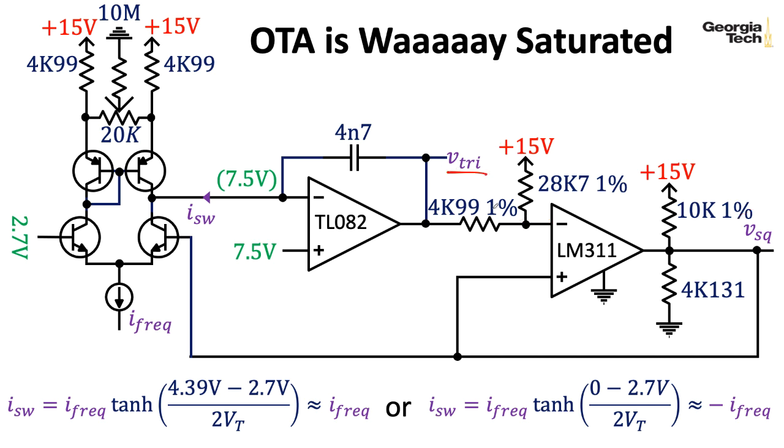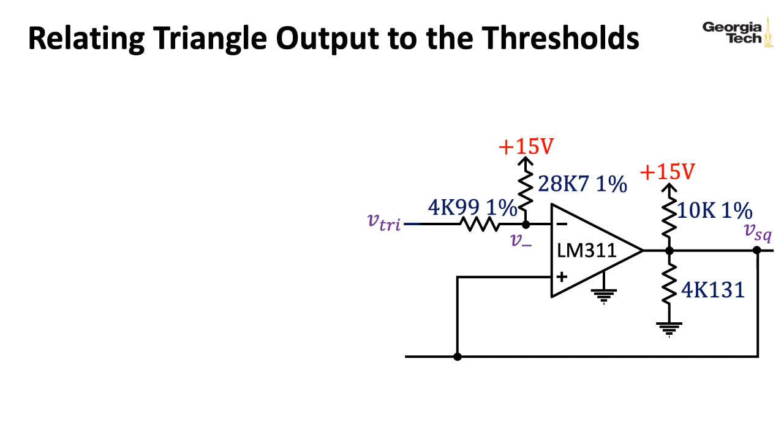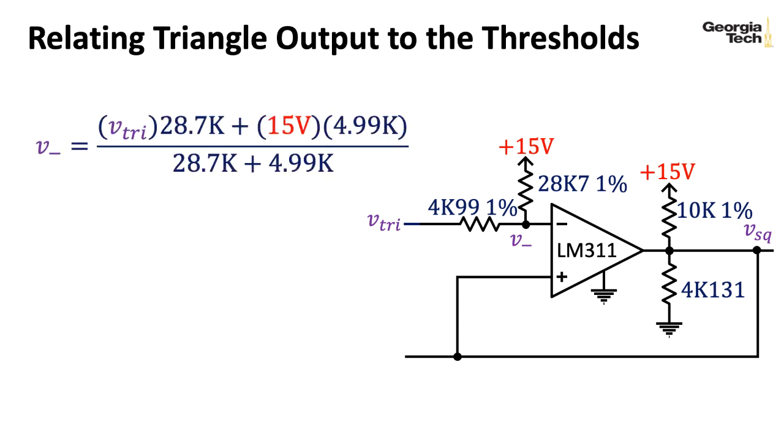So basically, what voltage for V tri corresponds to a voltage of 4.39 at the negative terminal, and what voltage of V tri corresponds to a voltage of 0 at the negative terminal. So we can easily develop a relationship between V tri and V minus, the way I've called it here, using superposition. So to get this term, we can briefly imagine grounding the plus 15 volt, and that would result in a voltage divider where we're dividing V tri across 28.7K.